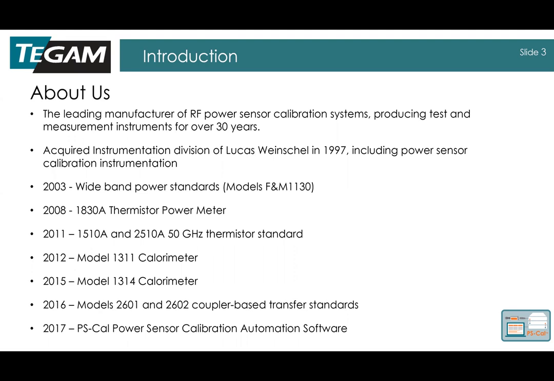That one, I believe, is a 250 watt calorimeter. In 2015, we commercialized that package into the 1314 calorimeter, which is certainly a 250 watt calorimeter. And then shortly thereafter, we were followed by the 2601 and 2602 coupler-based transfer standards. Those standards utilize our existing know-how on the 2505 and 1505, which many of you are probably familiar with, but enable us to bump up the power and measure higher powers.